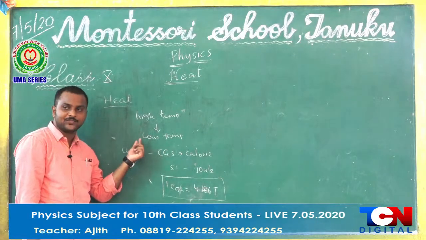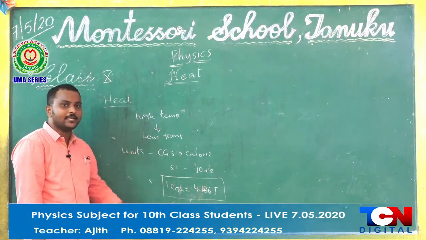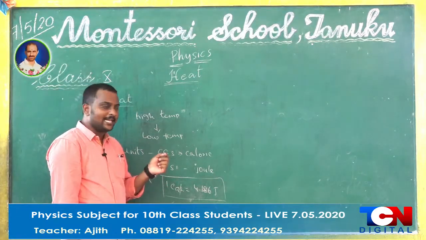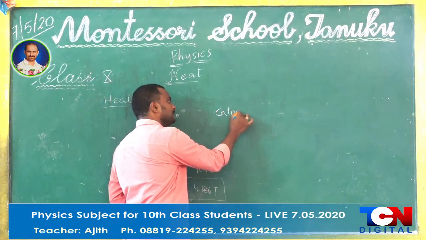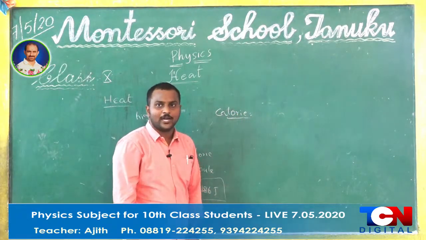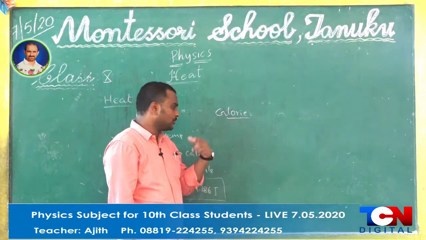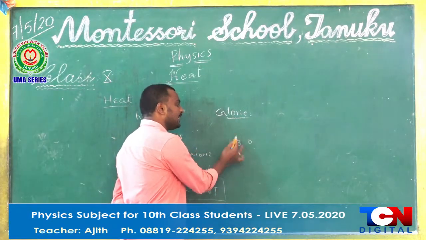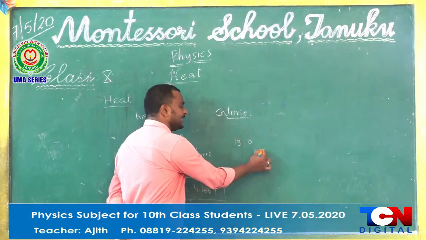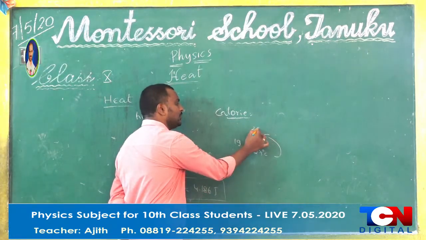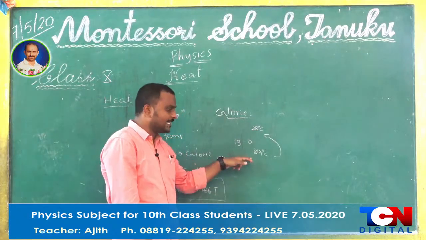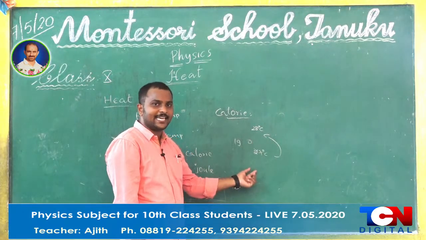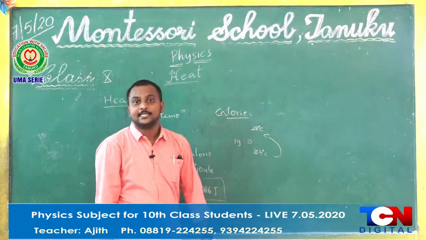And what is a calorie? We already know the definition of calorie. A calorie is the amount of heat required to raise the temperature of 1 gram of water by 1 degree Celsius. If I have 1 gram of water at 27 degree Celsius and I want to make it 28 degree Celsius, that means I want to raise the temperature of 1 gram of water by 1 degree Celsius. For this I require some heat energy. That heat energy we call a calorie.